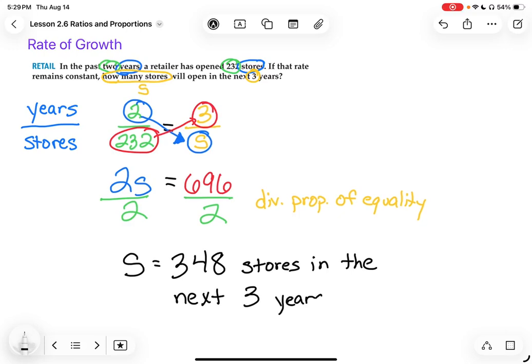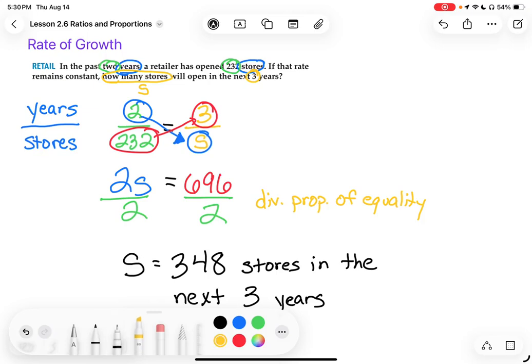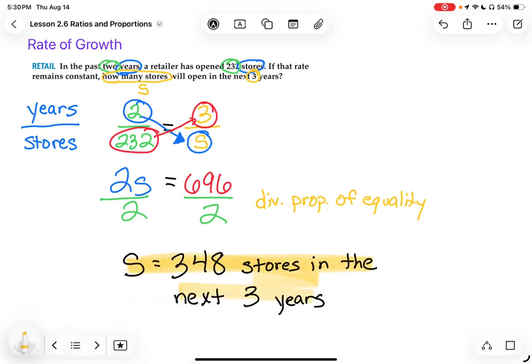If I'm opening a little bit more than 200 in 2 years, that means I'm opening a little bit more than 100 every year. So opening a little bit more than 300 over a 3 year period is an answer that certainly makes a lot of sense. And that's how we do it.